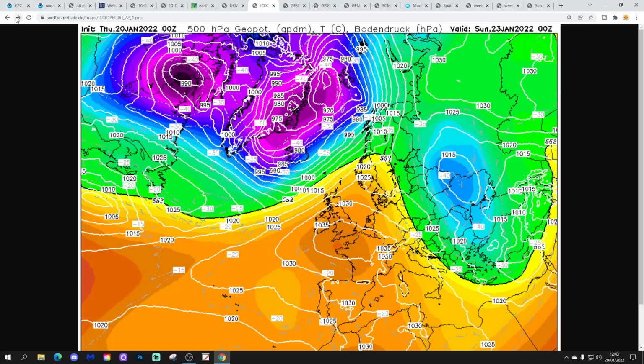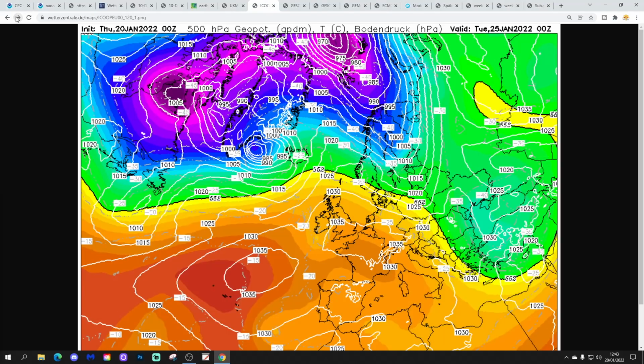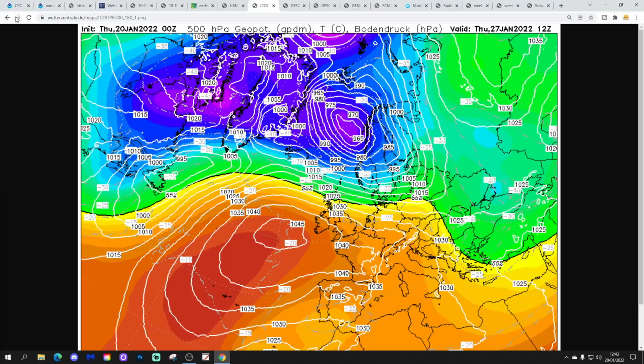Icon looks like that. Again, high pressure sort of dominates the weather into the early part of next week, gradually giving a little bit of ground, but even to Thursday, still quite a bit of high pressure to the south and southwest, certainly turning a bit more unsettled up in the north.